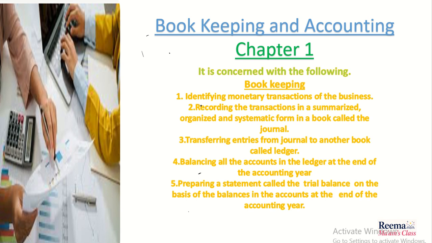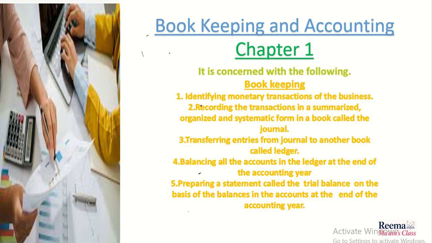and that is what is going to be recorded in the books. Recording the transactions in a summarized, organized and systematic form in a book called the journal. Now the first book in which these transactions are recorded is called a journal. Okay, so we have to record these entries in a summarized, organized and systematic form in a book called the journal. Once that is done, these entries are transferred from the journal to another book called the ledger.